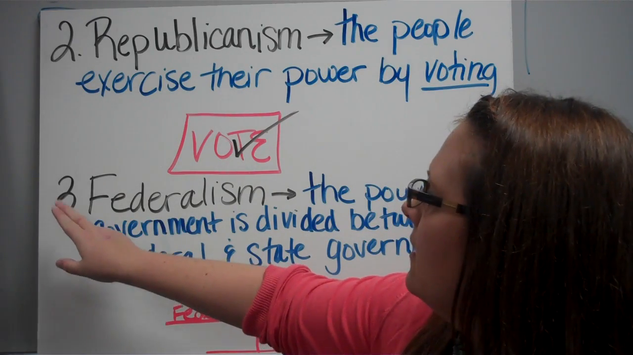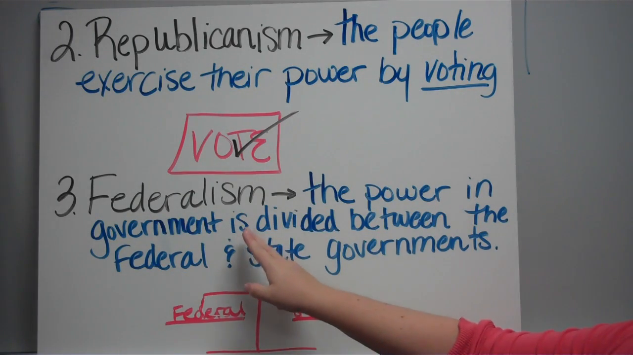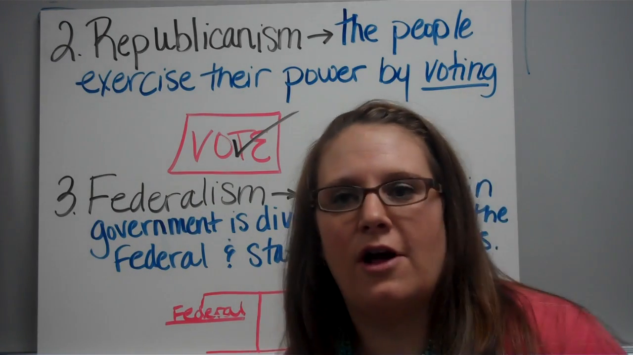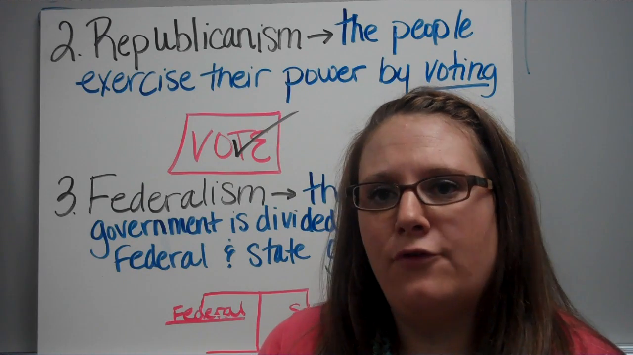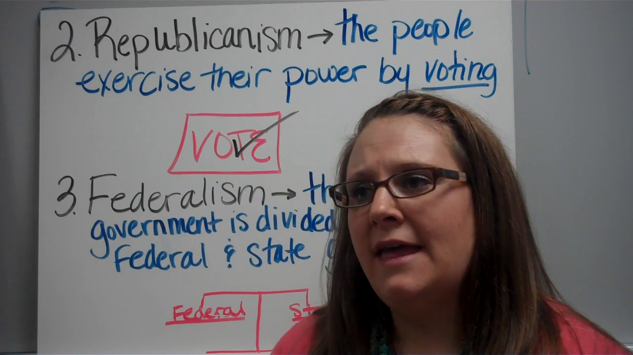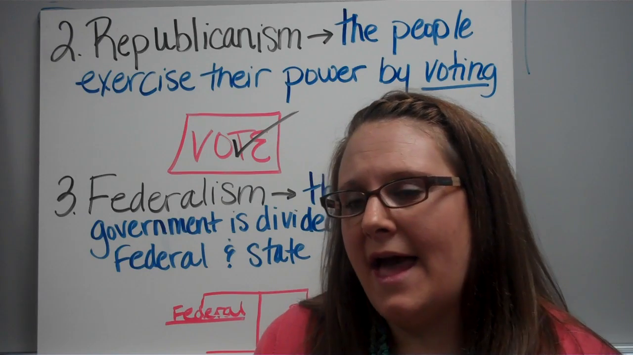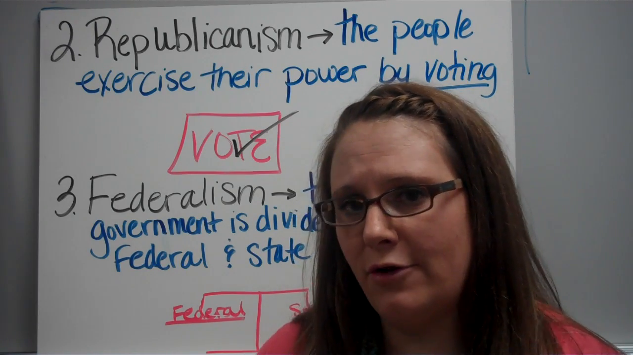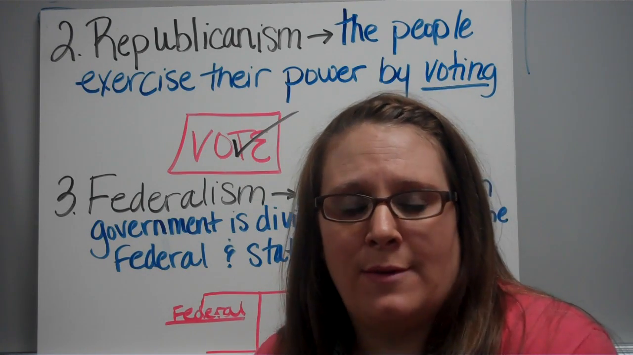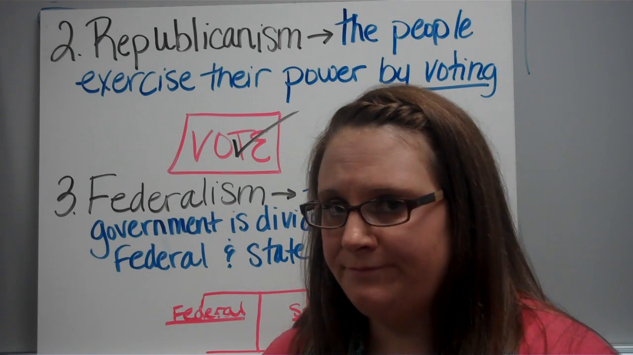Okay, the third principle is federalism. This is the power in the government is divided between the federal and state governments. Okay, so the Constitution has set up a way for our national or federal government to have some powers, and our state government to have some powers. That way, the states don't become too powerful like they did under the Articles of Confederation, and the federal government doesn't become all powerful like the colonists had experienced under the King of England.